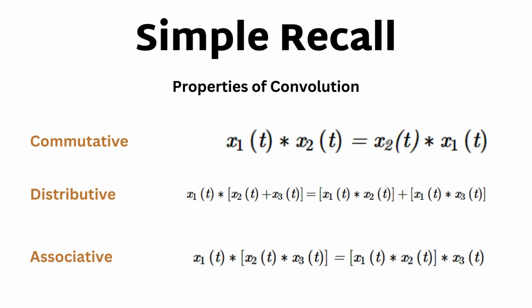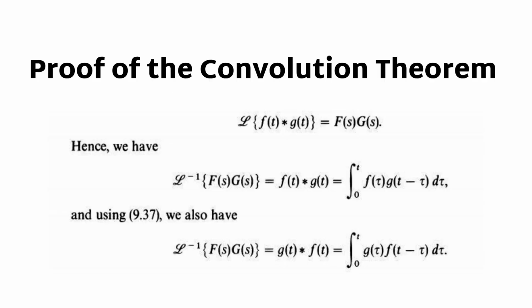These are the properties of convolution. It is commutative, distributive, and associative. Please take note of these properties while solving. Some mathematical problems have very lengthy solutions. Convolution, when done right, is a powerful tool to simplify your solution.